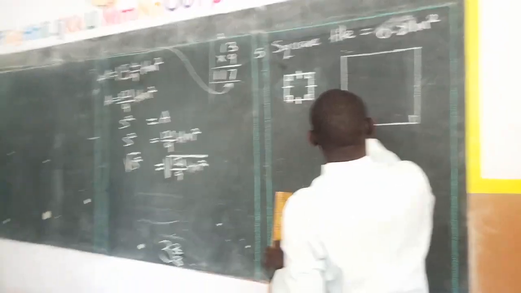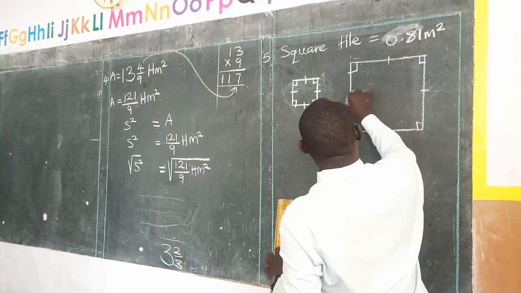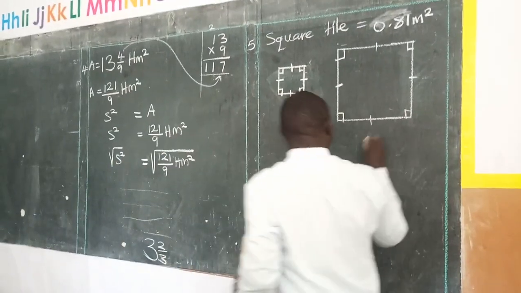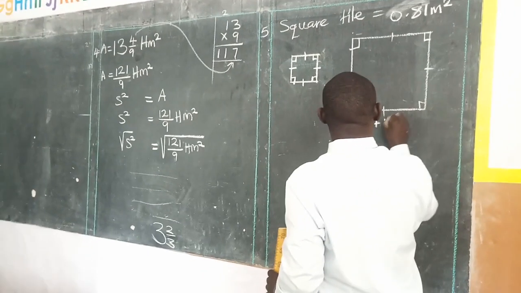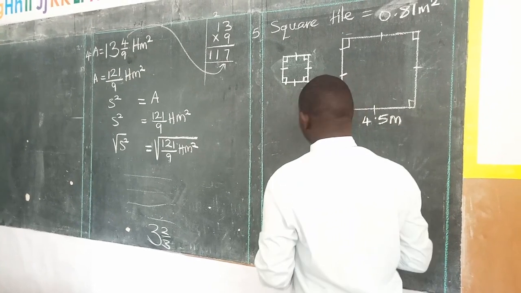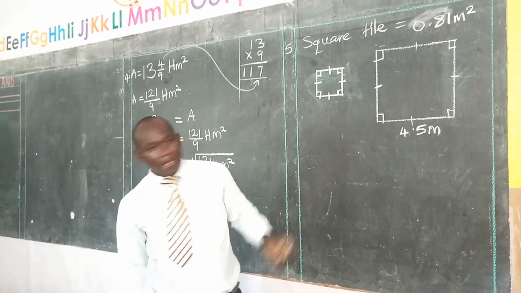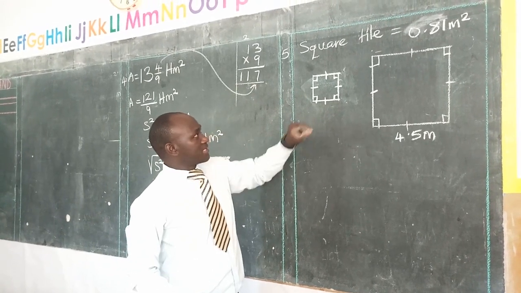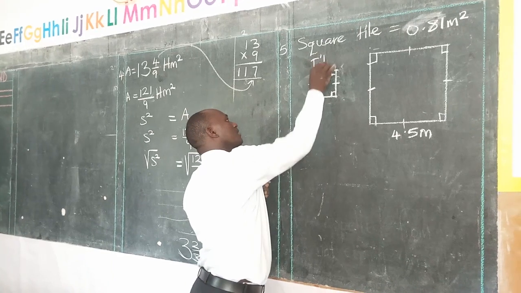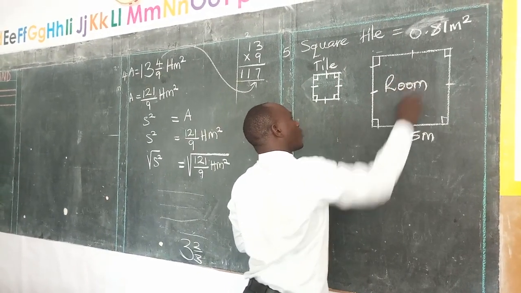Okay, this is our square room. And what else do we have here? The length is 4.5 meters. My learners, what you see here for the tiles, this is a tile, and here we have a square room.